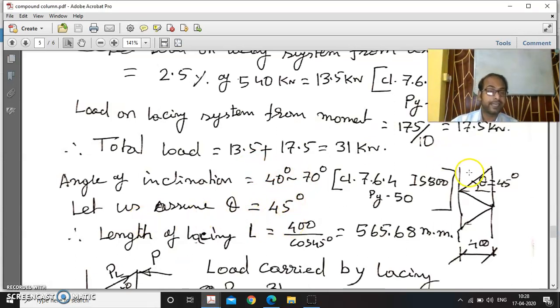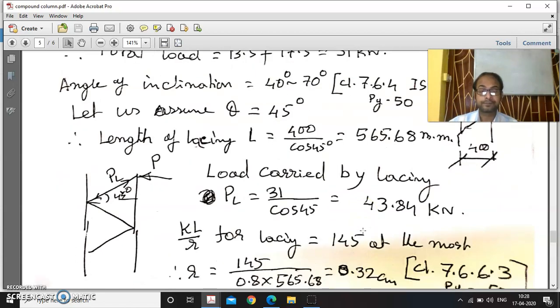So what should be the length of this? The center to center distance is known to us because we have already designed the column, and it has been found to be 400 millimeter. So L cos theta will be equal to 400. If the inclined length is L, then 400 divided by cos 45 will give you the length of the lacing. It is coming as 565.68 millimeter.